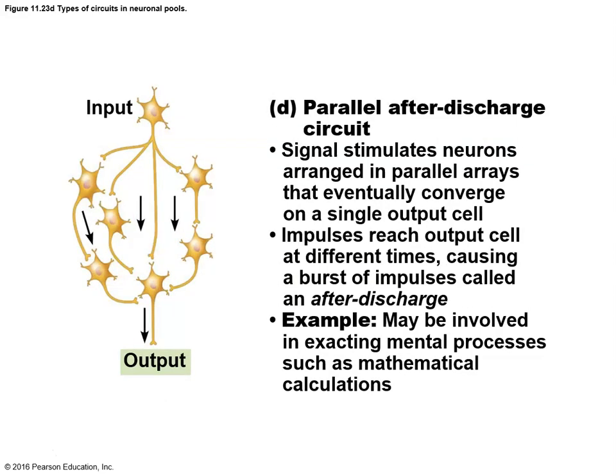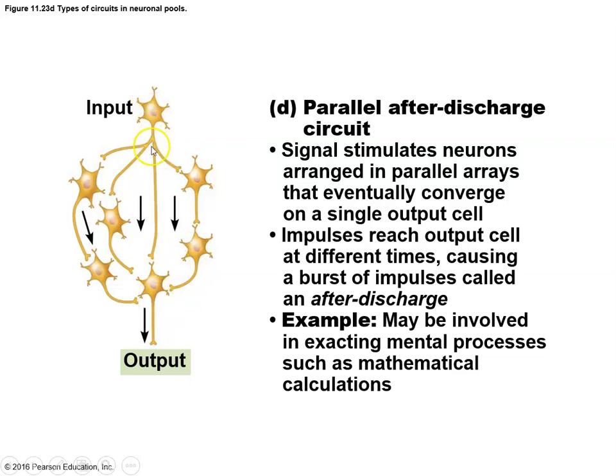Parallel after discharge circuits allow for complex processing of information. So critical thinking would certainly be done in a parallel after discharge circuit. So in this case, we have our input. It can come straight through for an output, but it's similar to a reverberating circuit in that some of that goes out to the side. In this case, came out through 1, 2, down to cell 3.